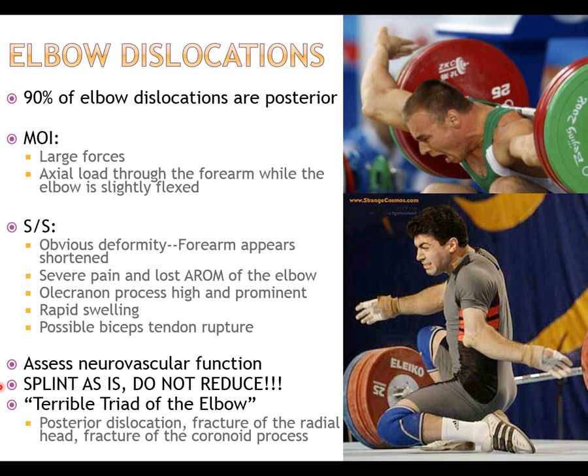There is something called the terrible triad of the elbow. This is a combination of things that make it extra terrible, so it's worse than just a regular dislocation. It's the posterior dislocation plus a fracture of the radial head plus a fracture of the coronoid process. So you have the posterior dislocation plus a fracture of the coronoid process and the radial head. So it's even worse than a regular dislocation.